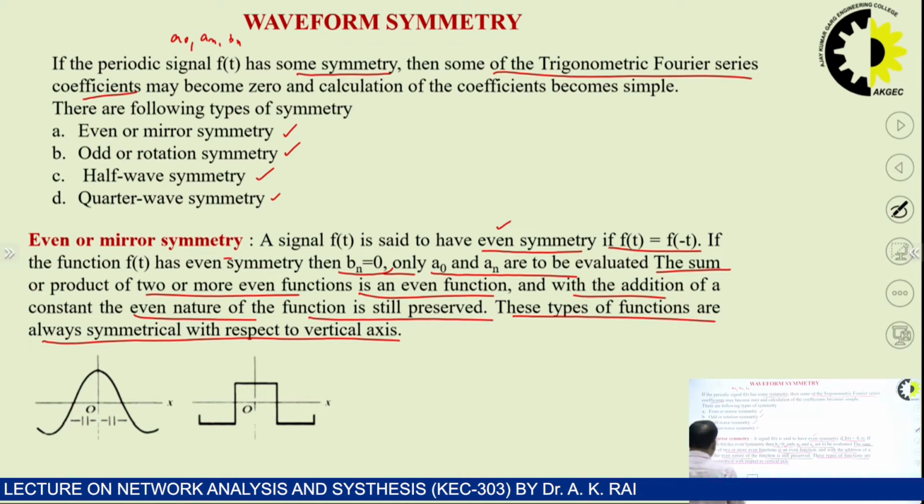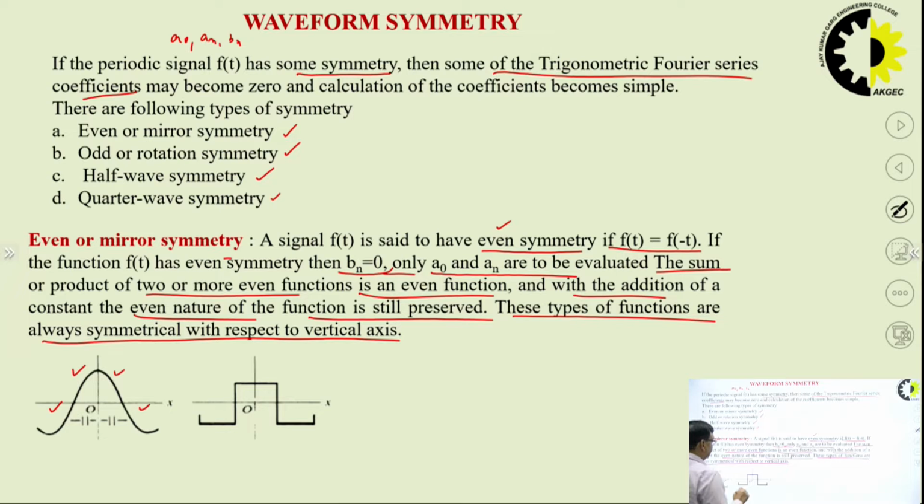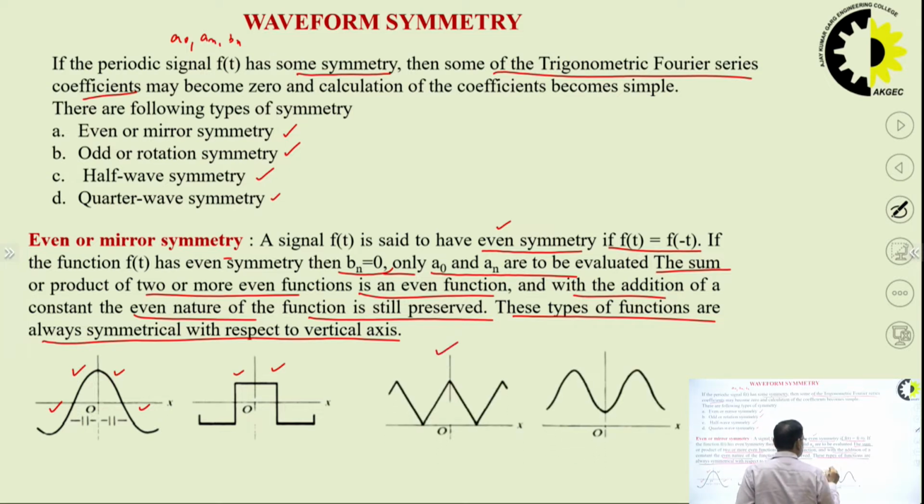Look at some examples of even symmetry. We can see that f(t) is equal to f(-t). You can see that here f(t) is equal to f(-t). So it is symmetrical about the vertical axis. These are some examples of even symmetry. If the signal is given, you can easily identify whether the function has even symmetry or not by checking whether f(t) is equal to f(-t). Cosine function is a good example of even symmetry. So Bn is 0.